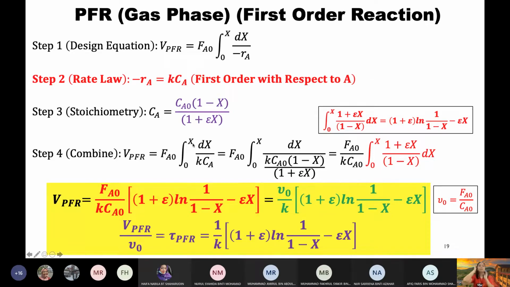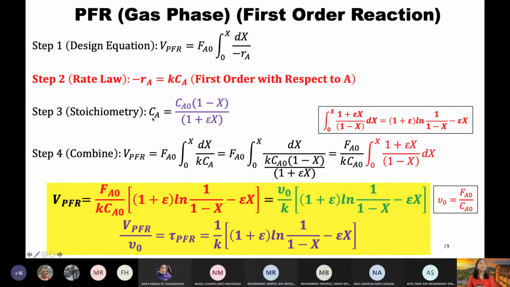Okay, so first, still the same concept. Design equation still the same. Volume PFR equals FA0 in bracket integral 0 to X dX per minus RA. Still the same. Second, rate law. Let's try the case minus RA equals KCA. So maybe you think, but these two are the same as before. Yes, it's the same. But the third thing is what causes it to change, because now we are doing gas phase.